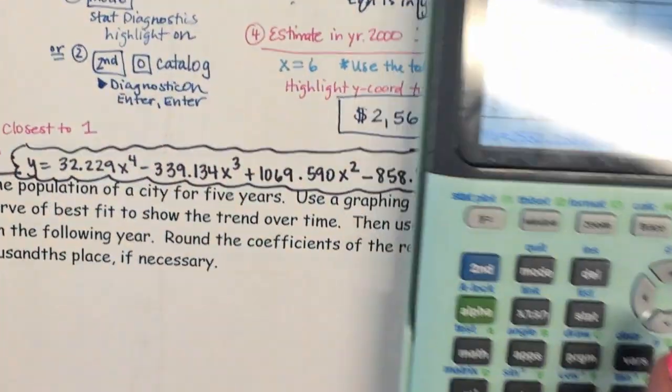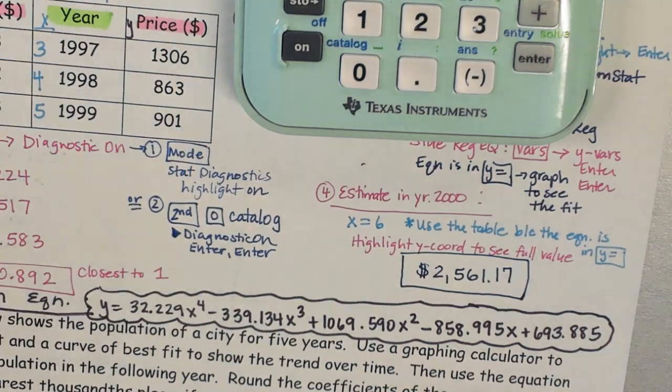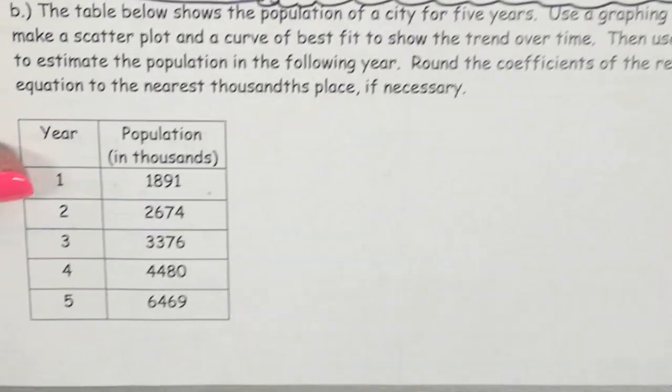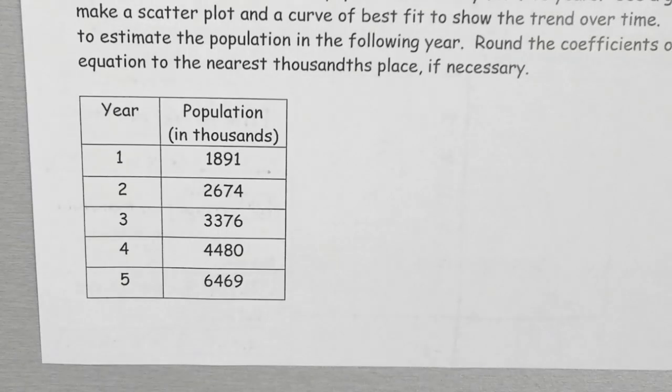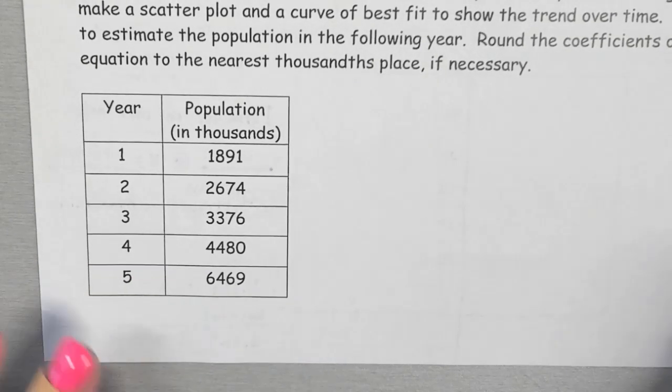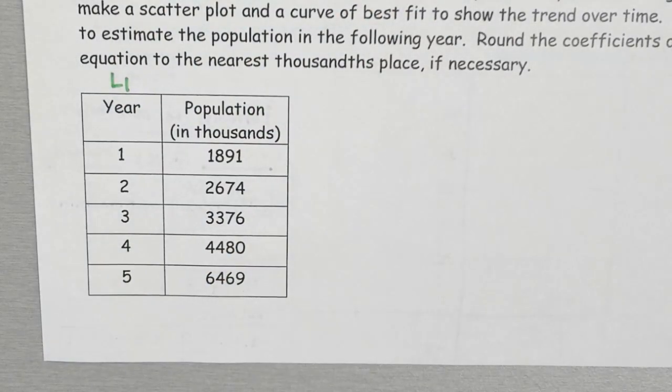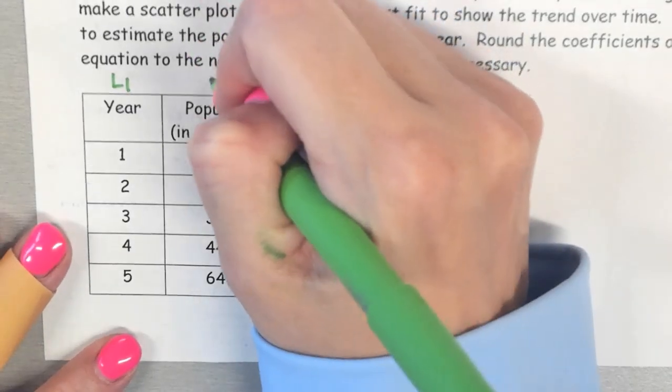Okay, in part B, it says the table shows the population of a city for 5 years. I want you to notice that in this table, it gives you the years as 1, 2, 3, 4, 5. So you do not need to do the value for X. You're only going to do 0, 1, 2, 3, 4, 5 if it is a year like 1990 or 2005, because then you're working with simpler numbers. In your table, the year is going to be your input, so this is going to be your list 1, and this is going to be your list 2.